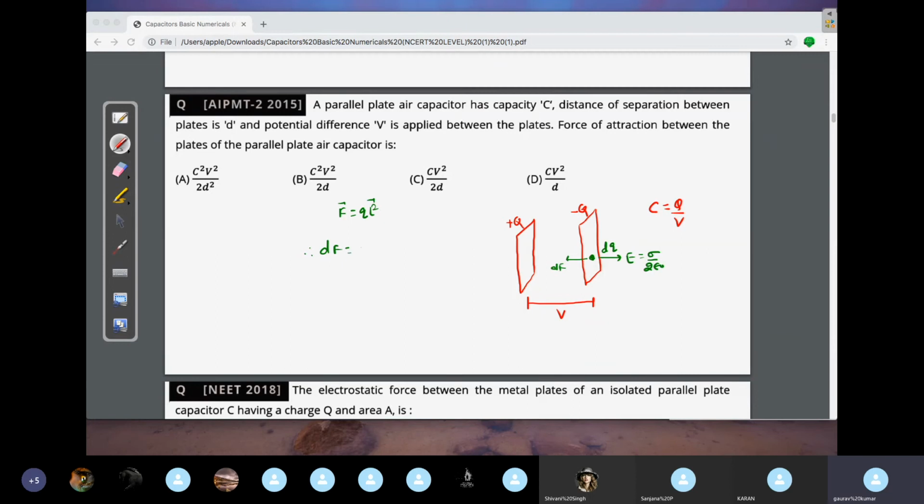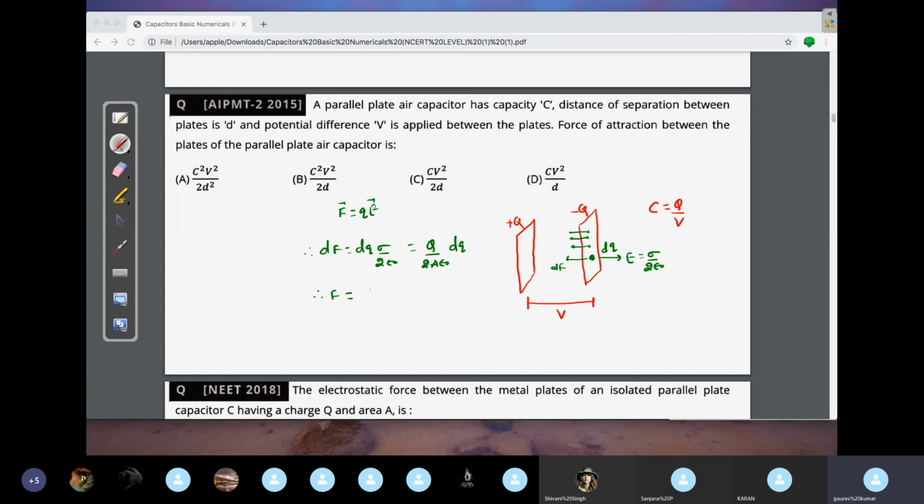What is the value of dF? dF is dq multiplied by E. What is E here? Sigma by 2 epsilon naught. What is sigma here? Q by A, right? So you will write Q by 2A epsilon naught into dq. For the total force, like this you will have so many forces, and all the forces act in the same direction, so it is just an integration, a vector addition.